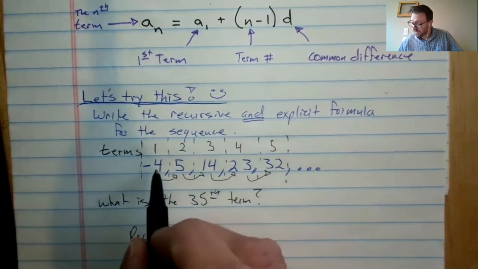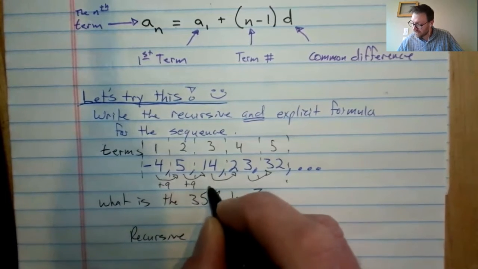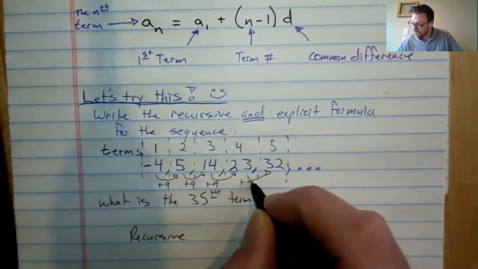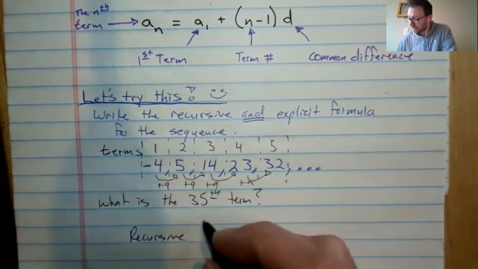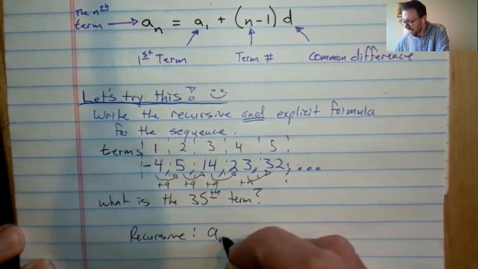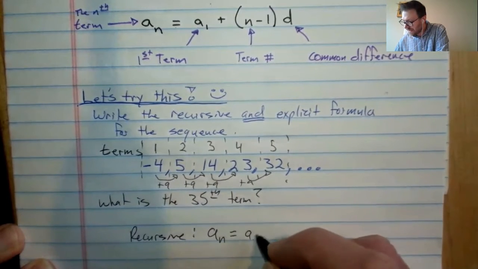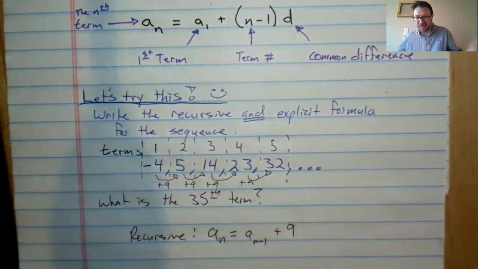Take a moment, just think about that. Let's see, -4 to 5, is that just +9? Are we just adding 9 each time? That's what it looks like to me, right? So I know that the common difference is +9. So the recursive formula is simply a sub n equals a sub n minus 1 plus 9. That's it. Do I need to do anything with the n?